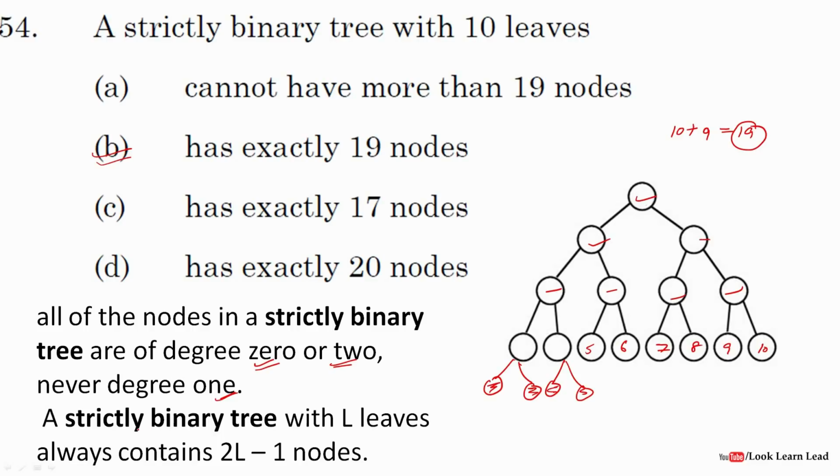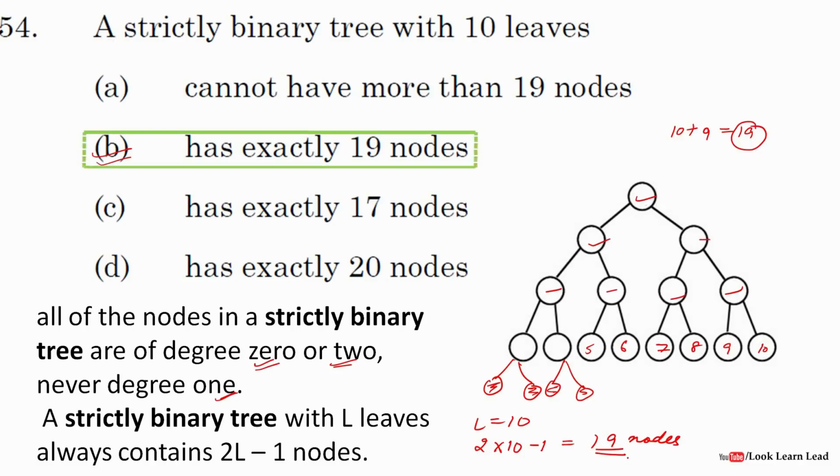See, this is the formula. A strict binary tree with L leaves. So here we have 10 leaves, L is equal to 10. It always contains 2L minus 1 nodes. That is 2 into 10 minus 1 nodes, which is equal to 19 nodes. So see, it is easy. We have a formula over here. Okay, so the answer is B, has exactly 19 nodes.